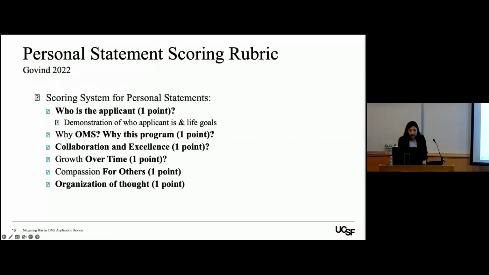Likewise, a scoring rubric would be implemented for the personal statement. And this is Dr. Govind's rubric, which he applies totally blinded to the rest of the application. So what we're looking for: who is the applicant? Why are they going into oral surgery? Why this program specifically? Their collaboration and excellence, their growth over time, the compassion for others, and organization of thoughts.